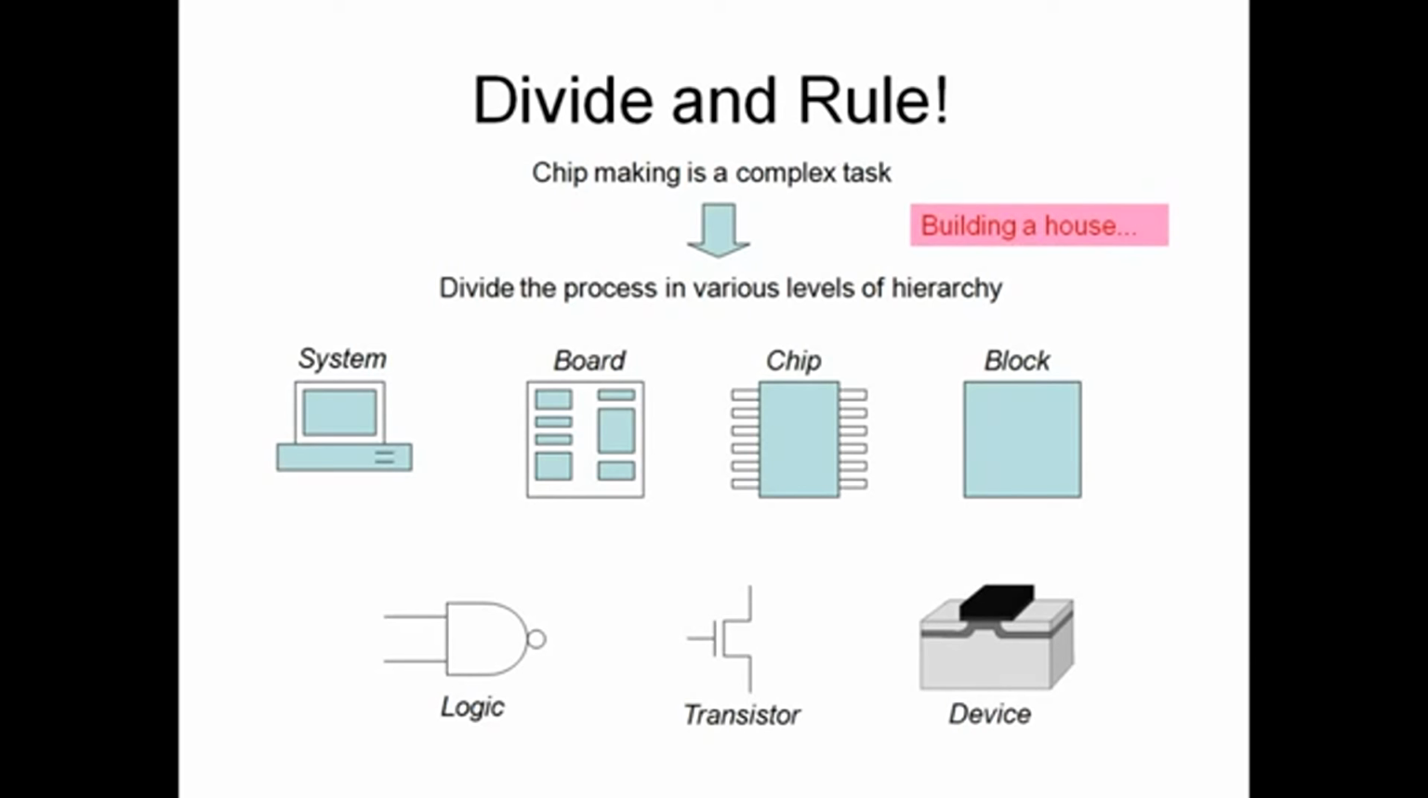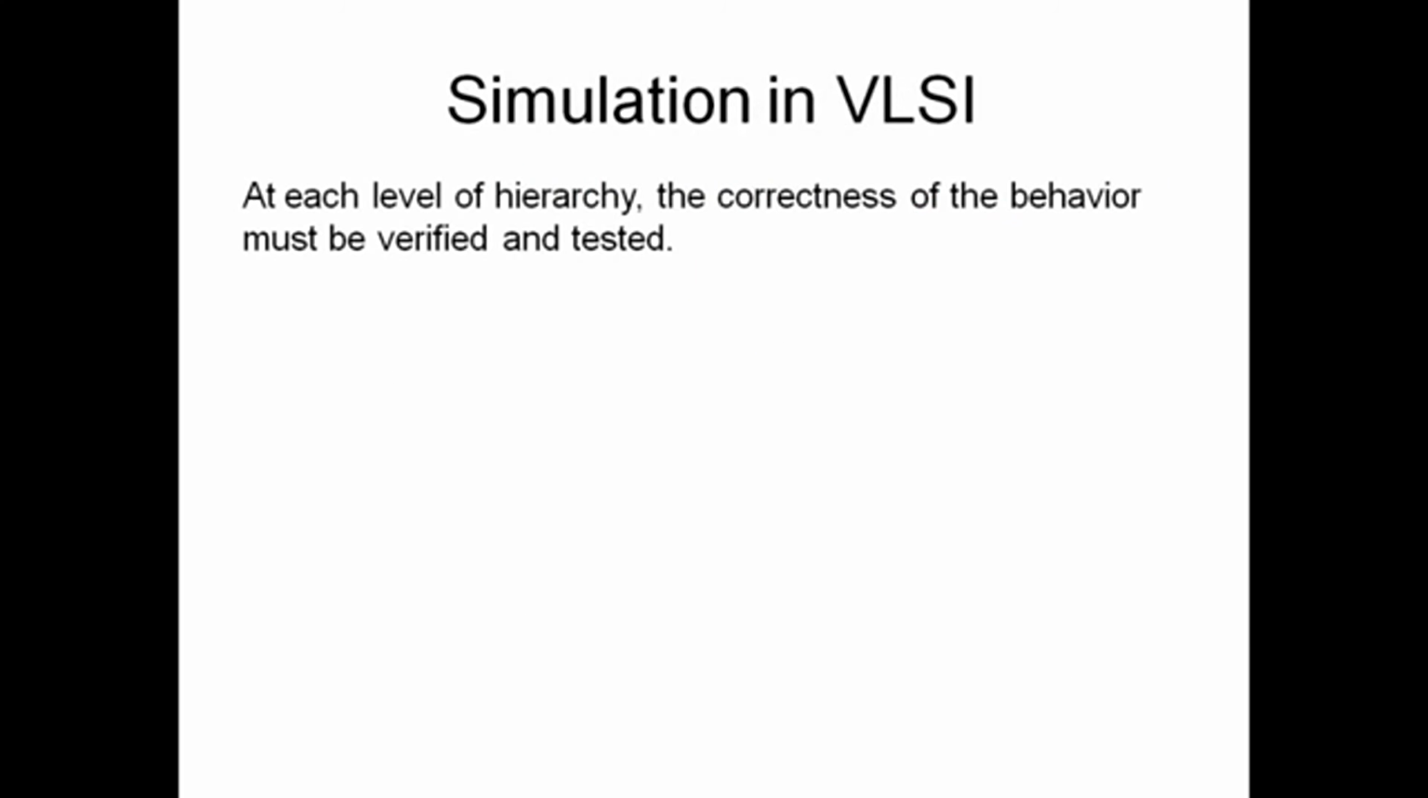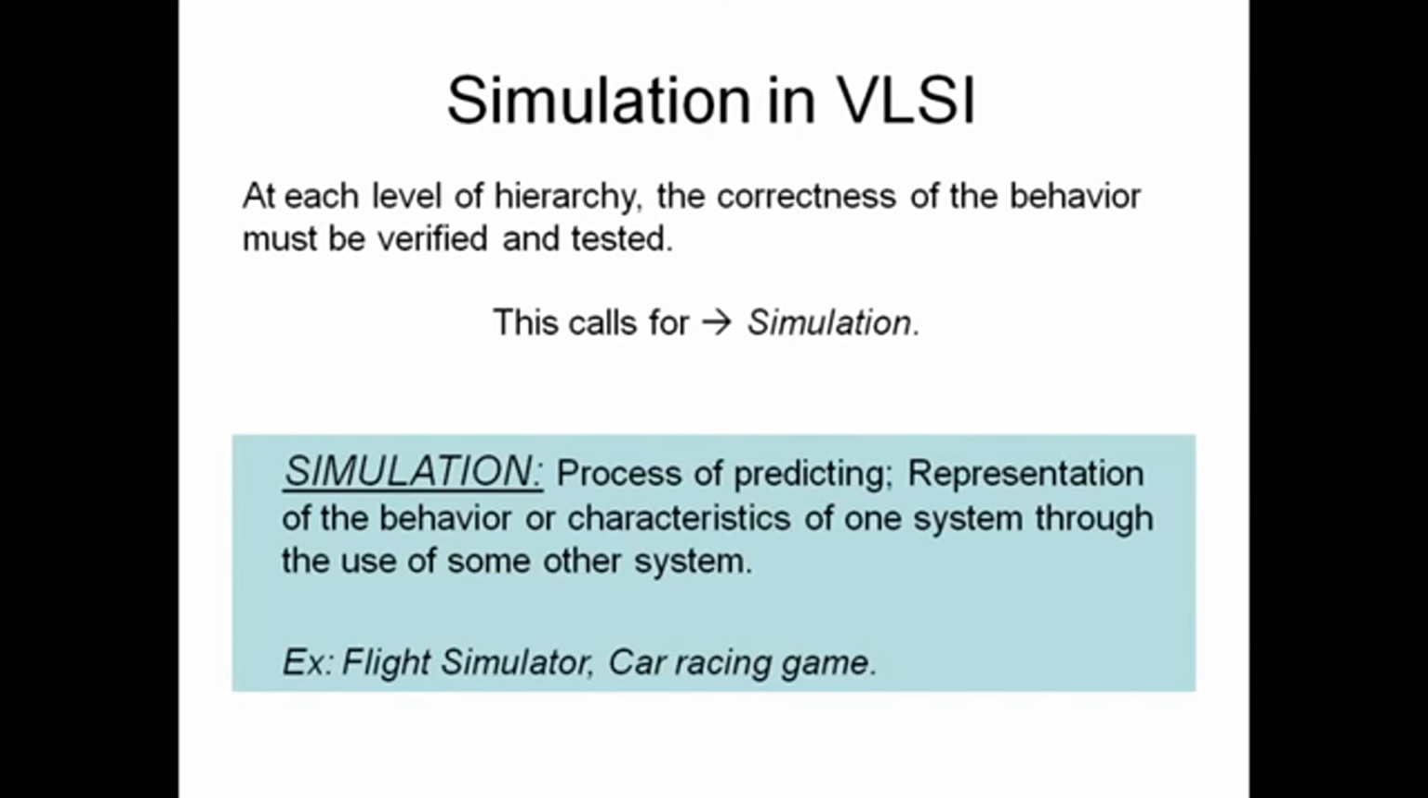So it is like building a housing complex, where you do many things in parallel and then you finally have the housing complex. At each level of hierarchy, simulation can be employed to test the correctness of the behavior. Simulation is a process of predicting the behavior or characteristic of one system through the use of some other system.